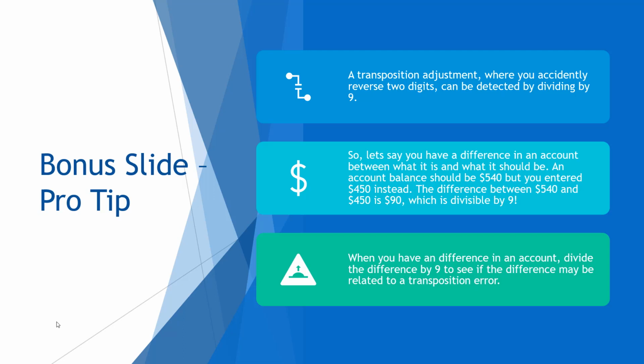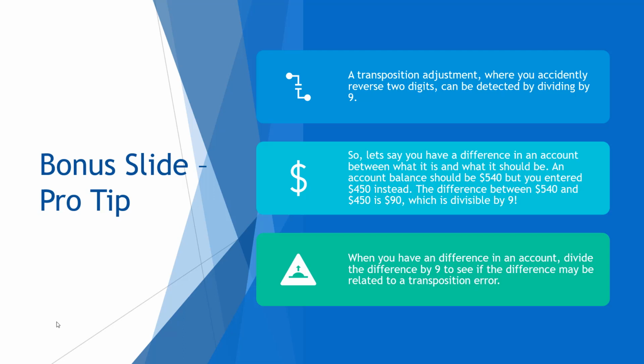So let's say, a quick example, you have a difference in an account between what it is and what it should be. Let's say your invoice should have been $540, but instead you accidentally entered $450. Common mistake, easy mistake to make, and so the difference between $540 and $450 is 90. If I take that difference and divide it by 9, it will be divisible by 9. So anytime you have an error between what an account is and what it should be, if that difference is divisible by 9, there's a very good possibility you have a transposition error.